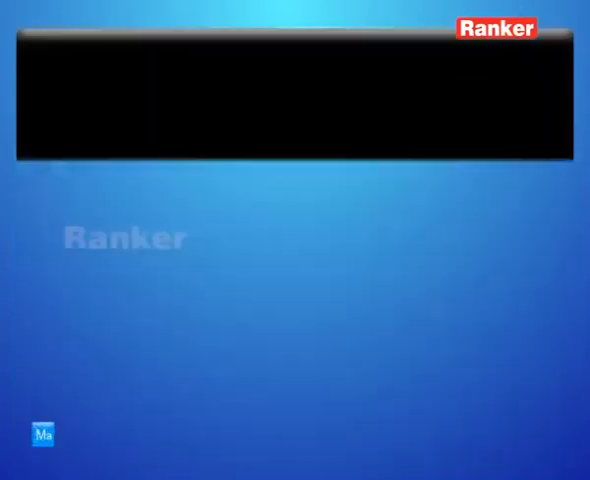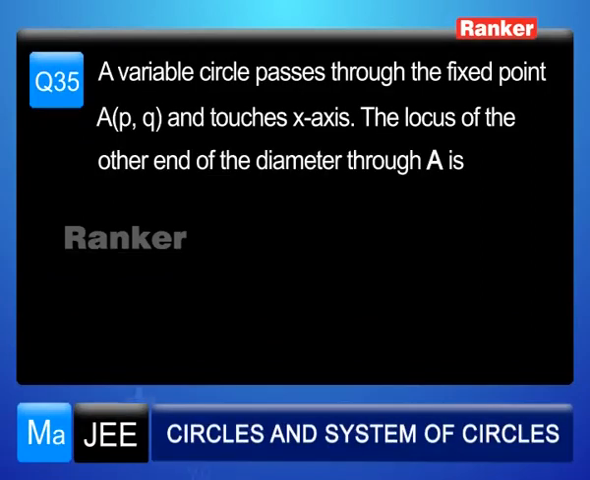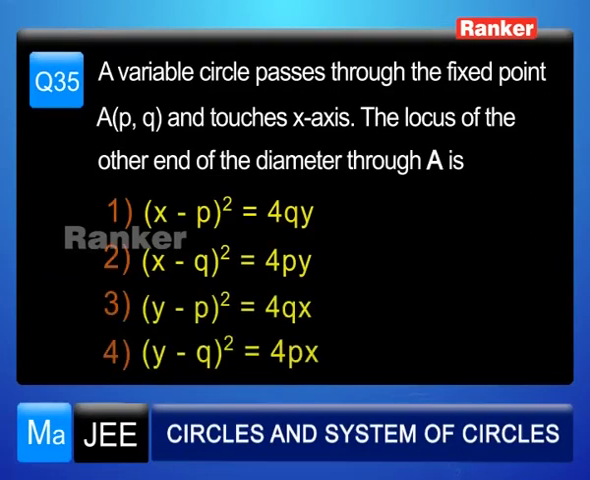Question number 35. A variable circle passes through a fixed point A with the coordinates p comma q and touches the x-axis. The locus of the other end of the diameter through A is: first option, x minus p whole square is equal to 4qy. Second option, x minus q whole square is equal to 4py. Third option, y minus p whole square is equal to 4qx. And fourth option, y minus q whole square is equal to 4px.